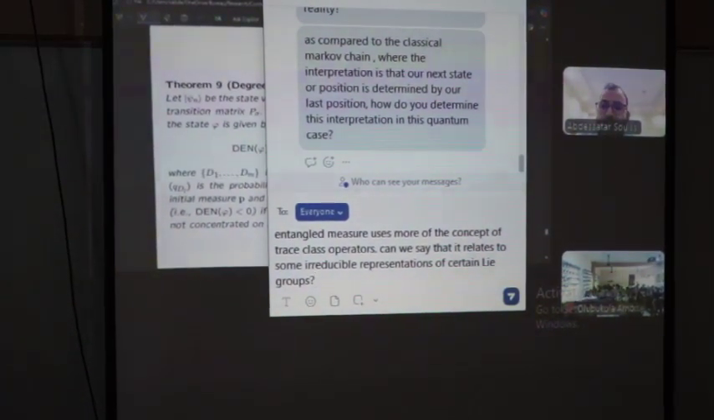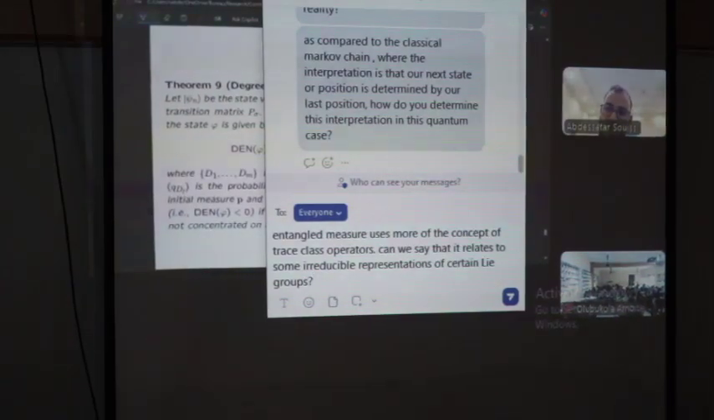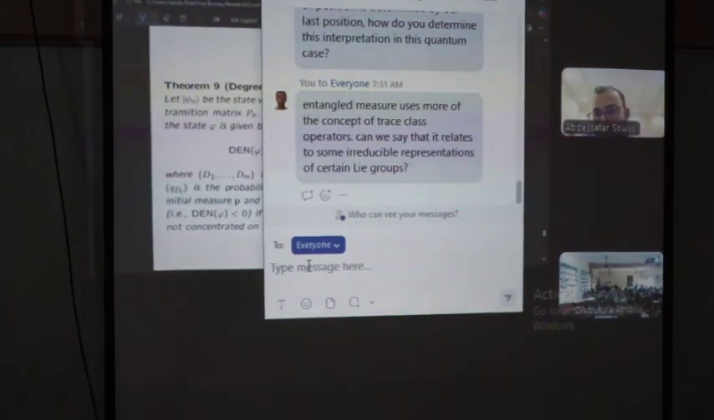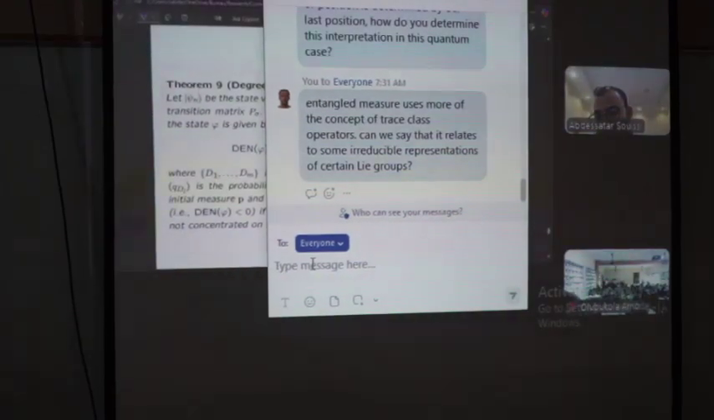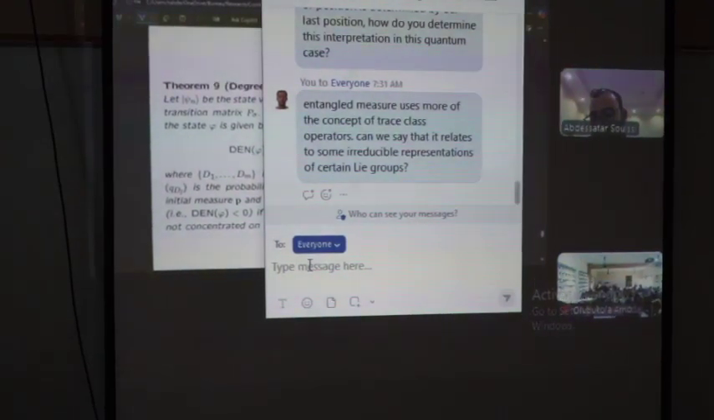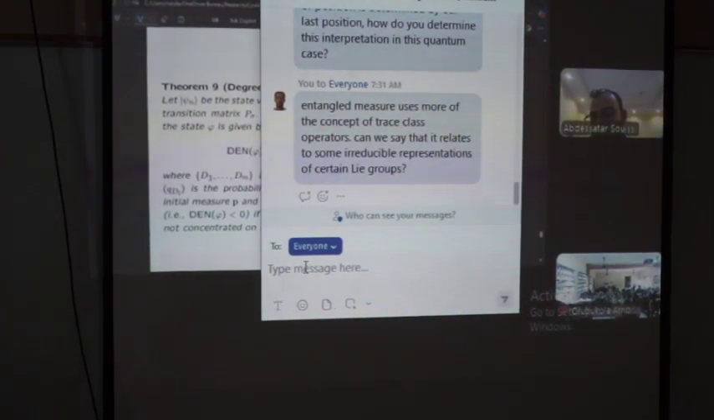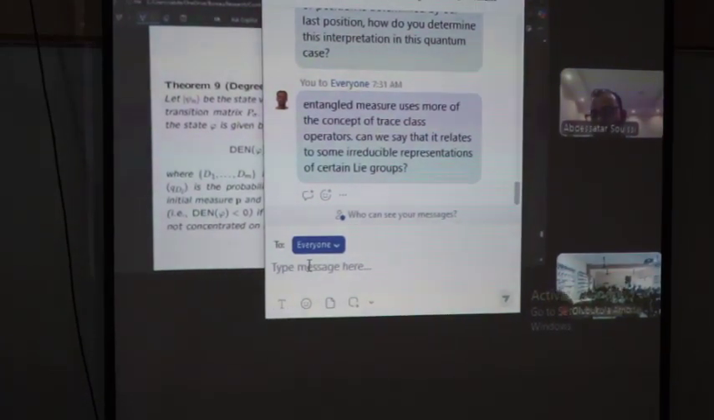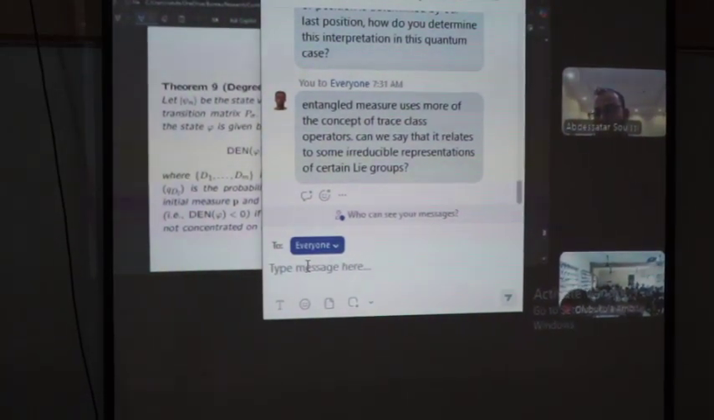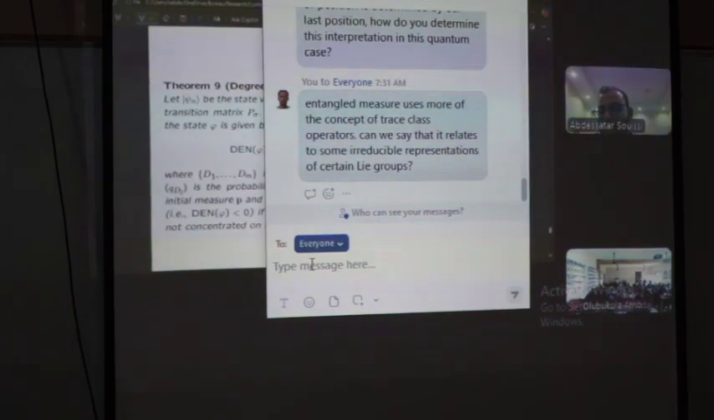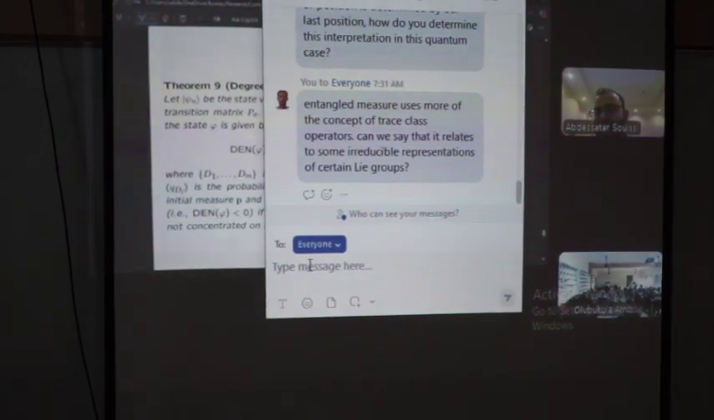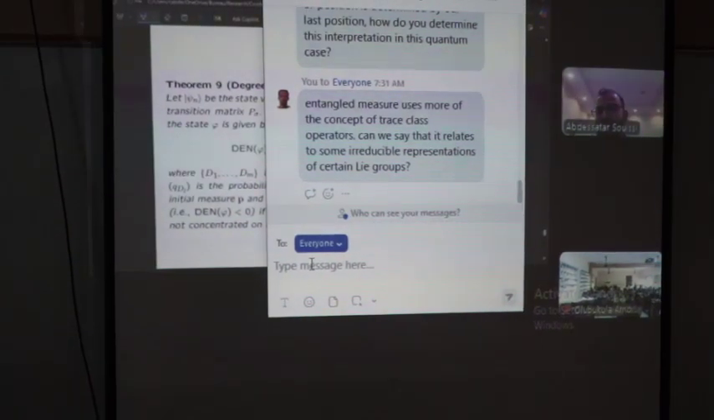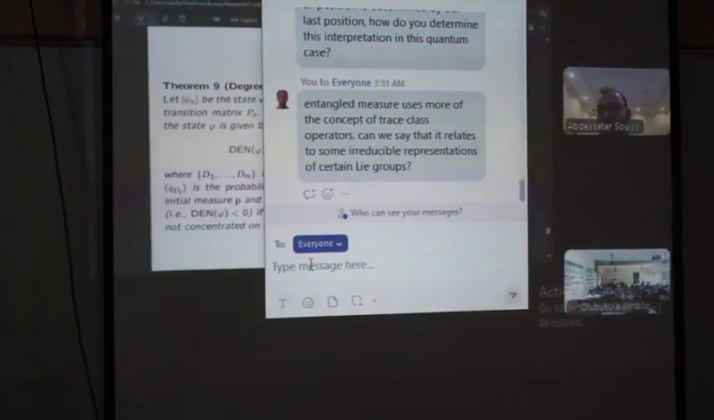So we don't consider it as an application of Markov rate. What is the position of invariant measure in this distribution? Okay, I got another question: what is the position of invariant measure, using more of the concept of phase in the classification of quantum Markov chains? Can we say that it relates to some reducible representation of certain ideas?